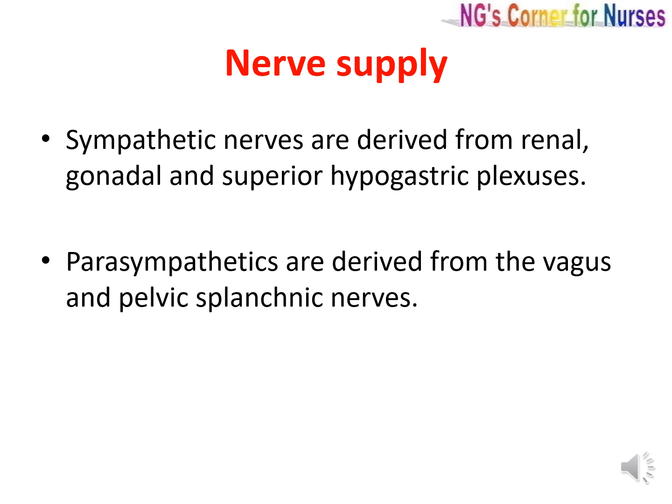Next, coming to the nerve supply. The ureter is supplied by sympathetic nerves from thoracic 10 to lumbar 1 segments and parasympathetic nerves from sacral 2 to sacral 4. The sympathetic nerves are derived from the renal, gonadal and superior hypogastric plexuses. And the parasympathetics are derived from the vagus and pelvic splanchnic nerves.